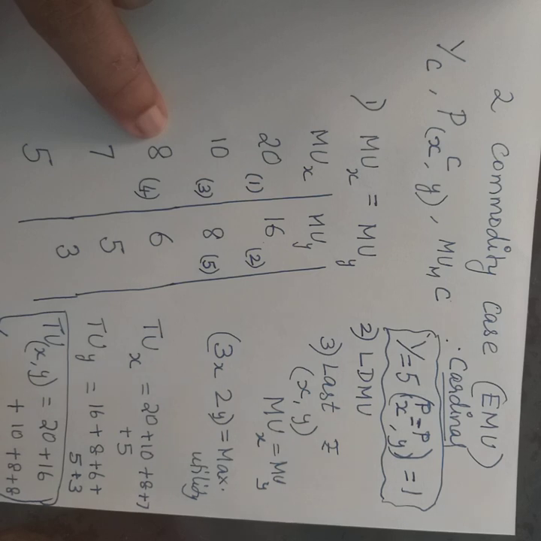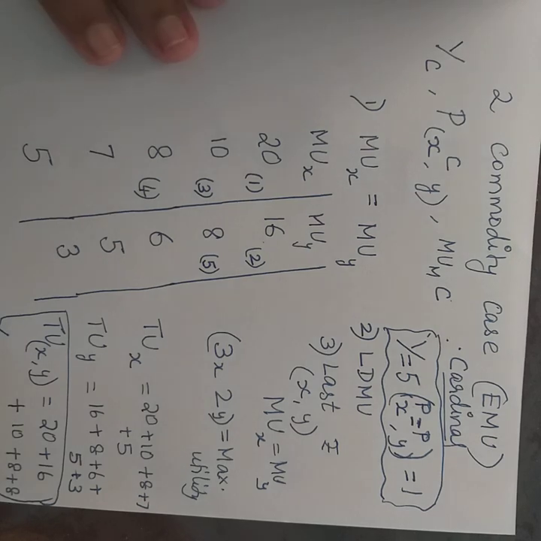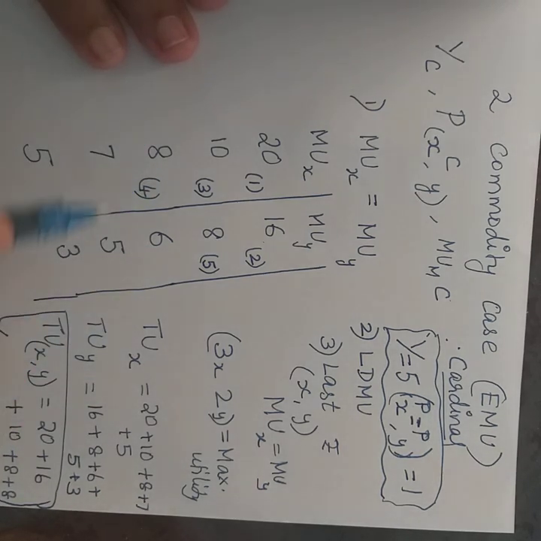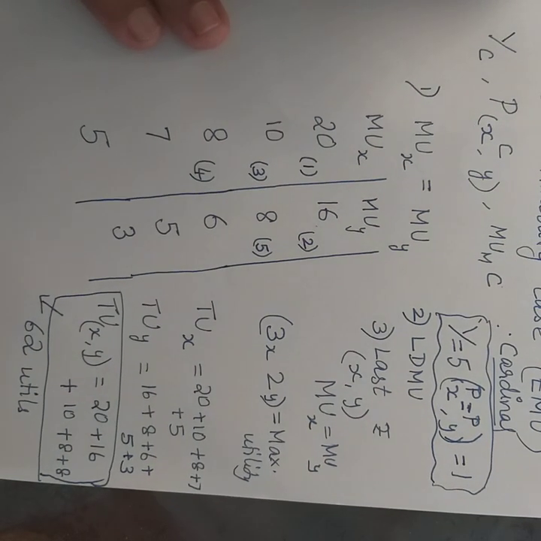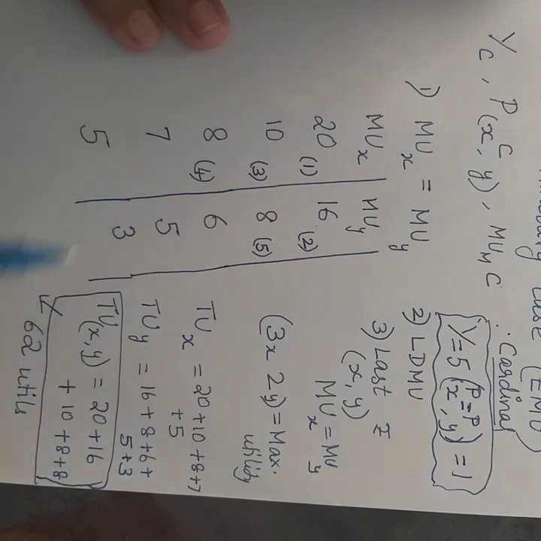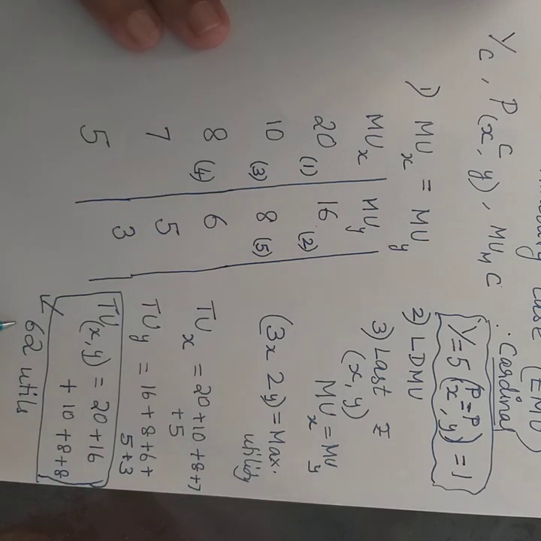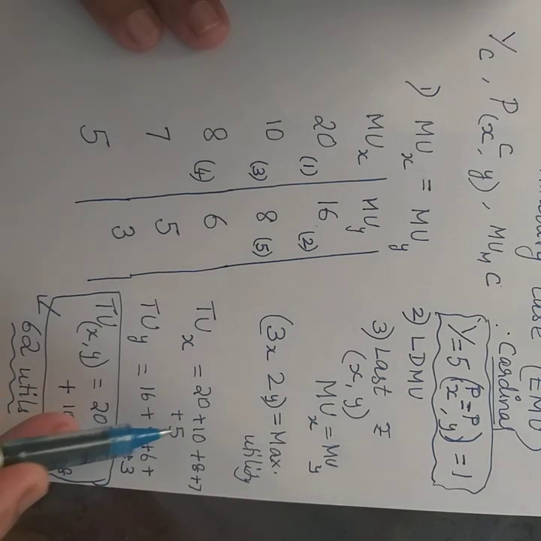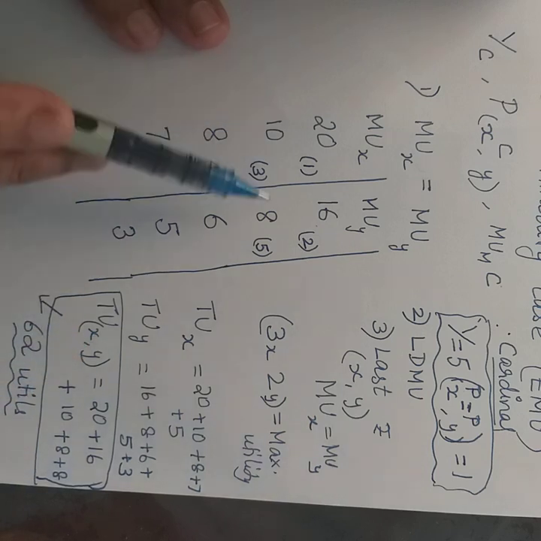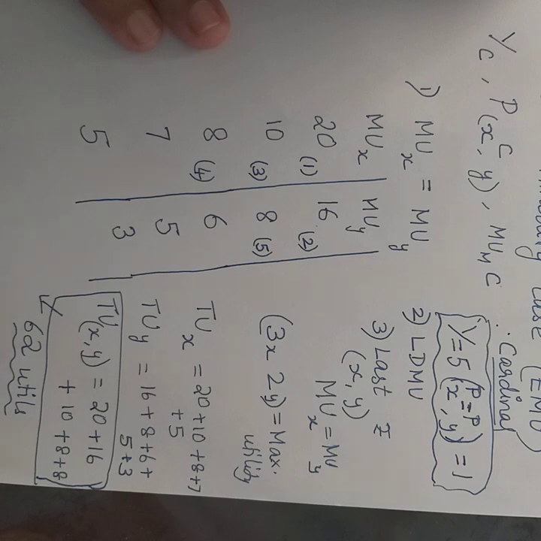Right? It is 62 utils which the consumer might be getting, right, over here, when income is going to be spent on both the commodities X and Y. So through the total utility approach, a combination of X and Y products is what is giving maximum utility. If you sum up these two, definitely it is going to be less than 62 only, right? Only a combination of the products X and Y is going to give the consumer maximum utility, right?